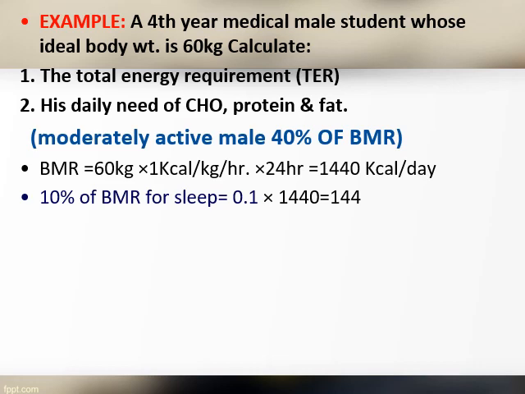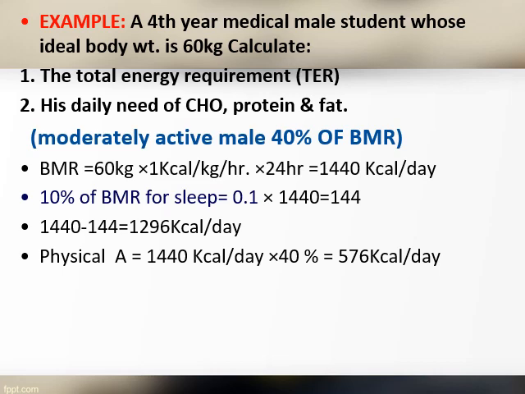Don't forget the 10% of basal metabolic rate for sleep. So we have to multiply 0.1 by the basal metabolic rate, which is equal to 144 kilocalorie, the decrease in the basal metabolic rate due to sleep. So we subtract the 144 from the basal metabolic rate, and the result is 1296 kilocalorie per day.